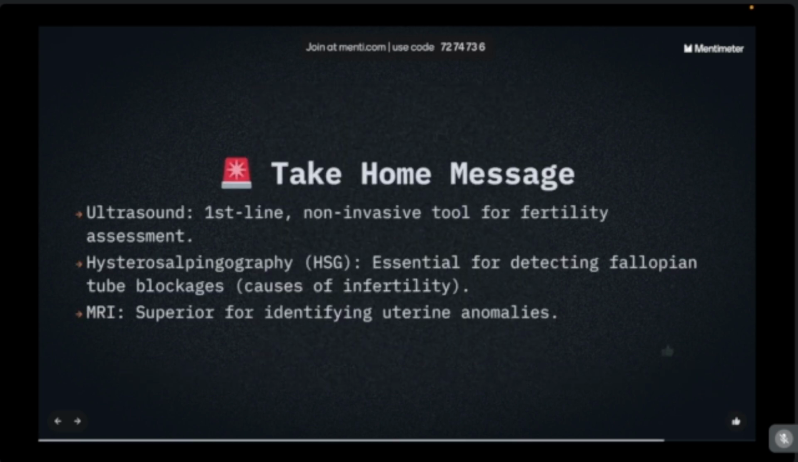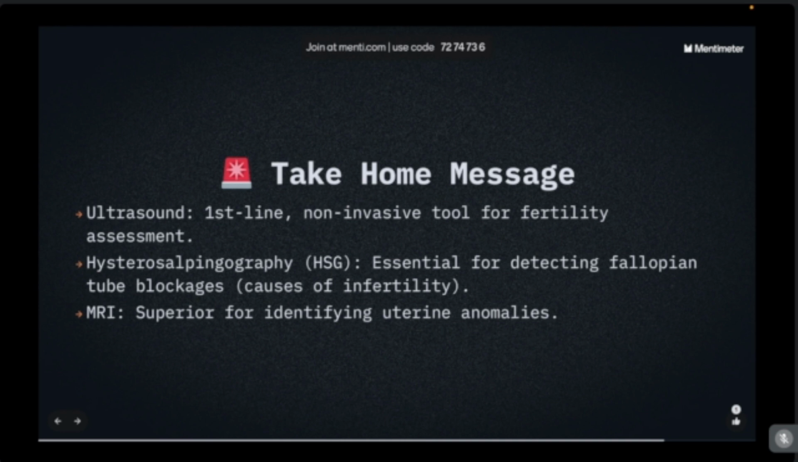And of course, now we will end with our take-home message. So the first thing is that the ultrasound is the first line tool. It's a non-invasive tool for fertility assessment. And second, we have the hysterosalpingography. It's essential for detecting the fallopian tube blockage. It helps us determine the causes of infertility.